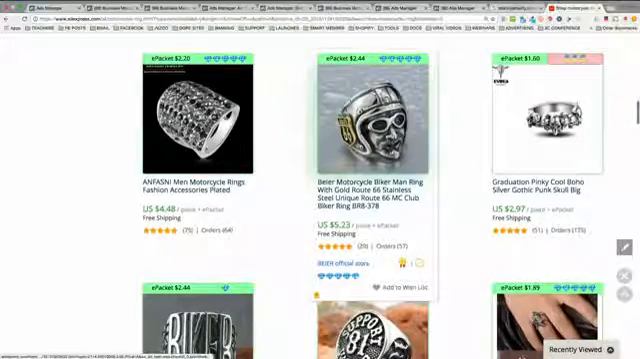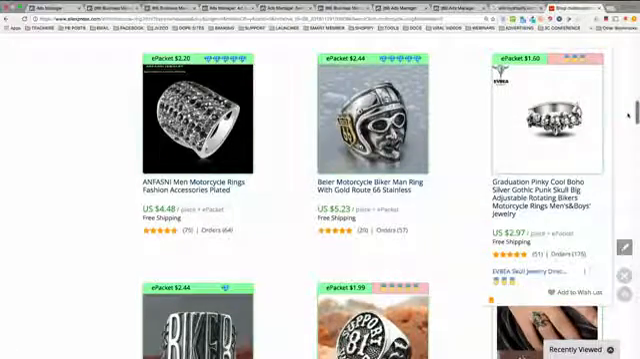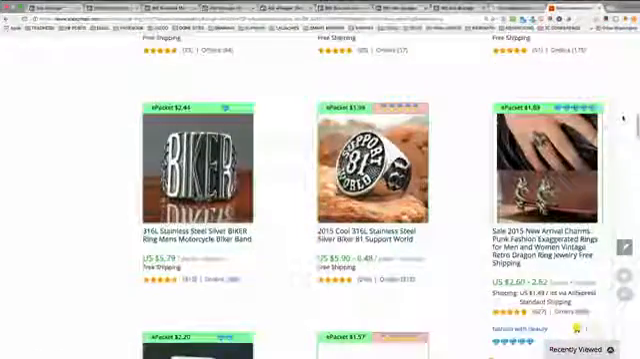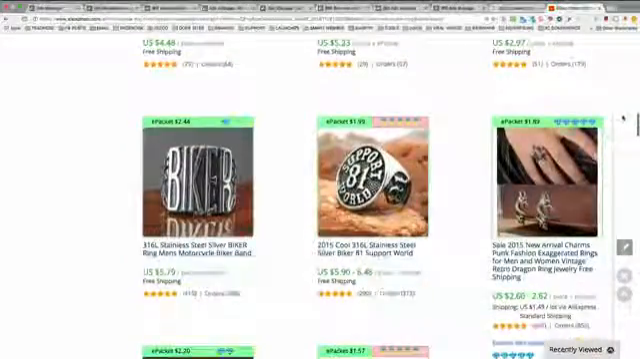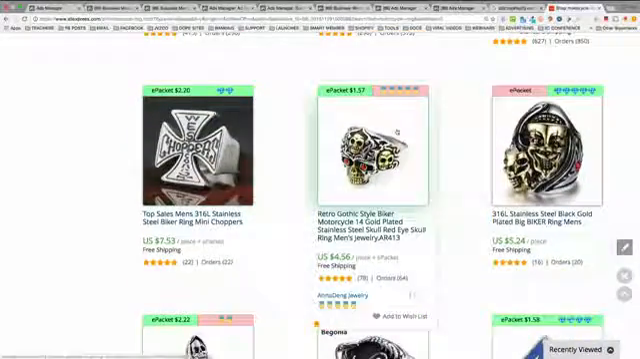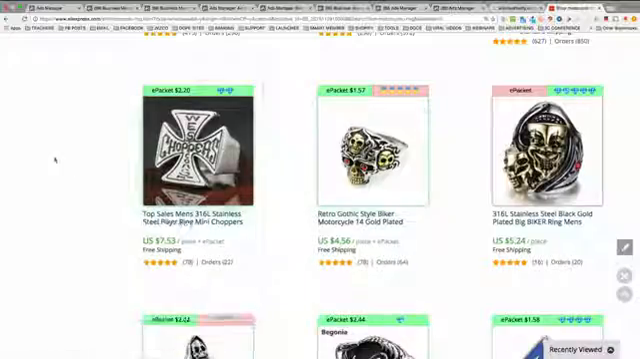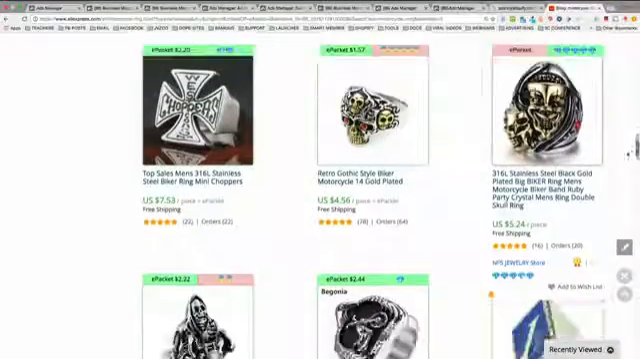$4.48, $5.23. You see where I'm going here? $2.97. I'm looking for something, though. That $2.97 one's good, but I'm looking for something really cool if I can. And look at that, $4.56. Kind of cool. Biker one, $5.24. So you're really just kind of looking through.